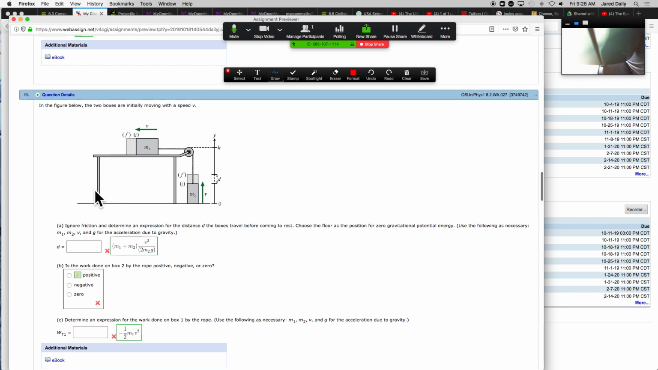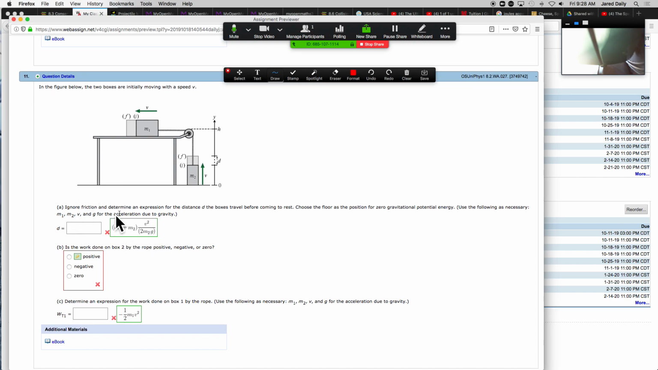However, I was going to say we're going to deal with friction, but we're not. It says right here, ignore friction. So we're going to ignore friction. There's no friction. We're going to determine the expression for distance the boxes travel for coming to a rest. And the floor is the position for 0 gravitational potential energy. I don't like the way that's actually worded, because if there's no friction, the top one's not going to come to a rest till it goes over the edge and falls down to the bottom. But wait, we'll talk about when box 2 comes to a rest. That'll make it a little bit simpler.